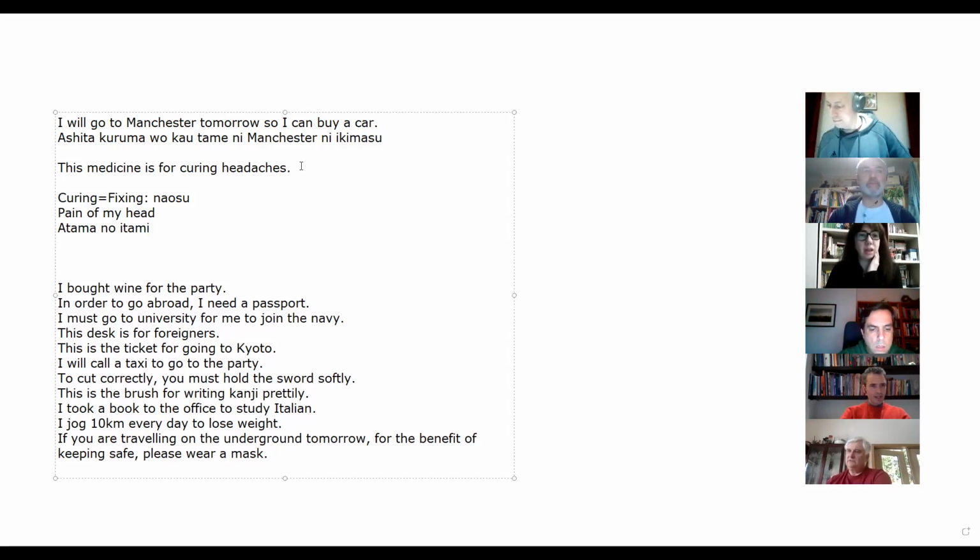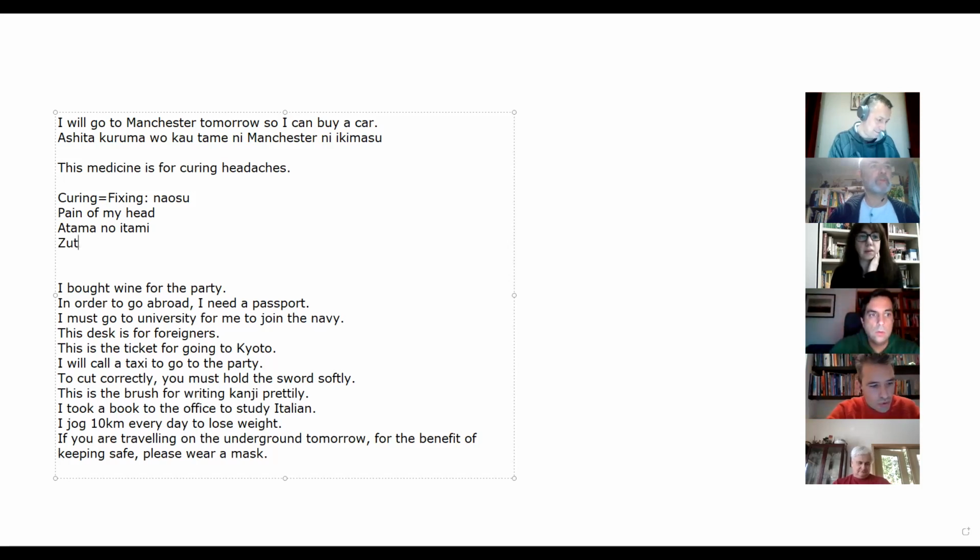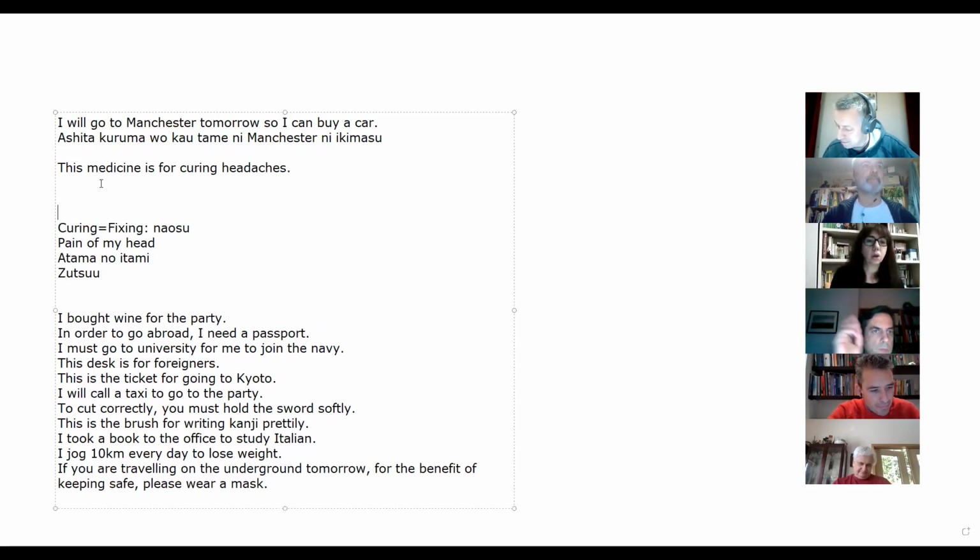If you make this into the Chinese reading and this into the Chinese reading, you end up with anybody? If you look up headache in your dictionary, it will almost certainly come up. Zutsu. And it's a double T, I think, isn't it? No, it's single T. Zutsu. Yes, right.